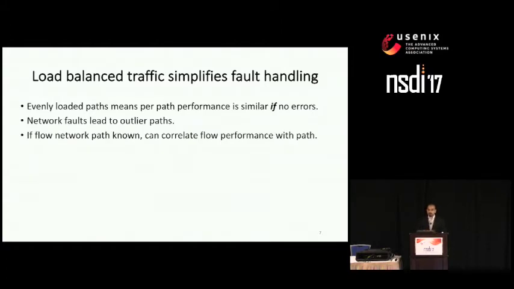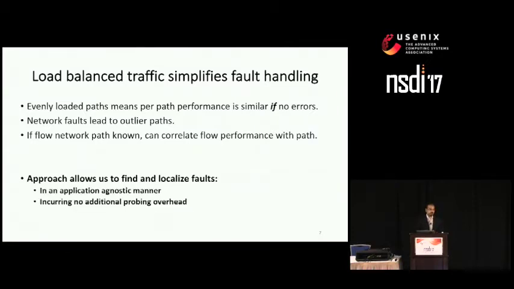So hypothetically, if we could find the network path for all the flows in the network, we could correlate the flow performance with the path through the network in order to find faults that occur. So this being an NSDI paper, today I will be talking about a system, the design and implementation thereof, that uses this approach to find and localize faults in a way that's application agnostic, in a way that doesn't have any additional probing overhead, and in a way that is more rapid than prior published works.